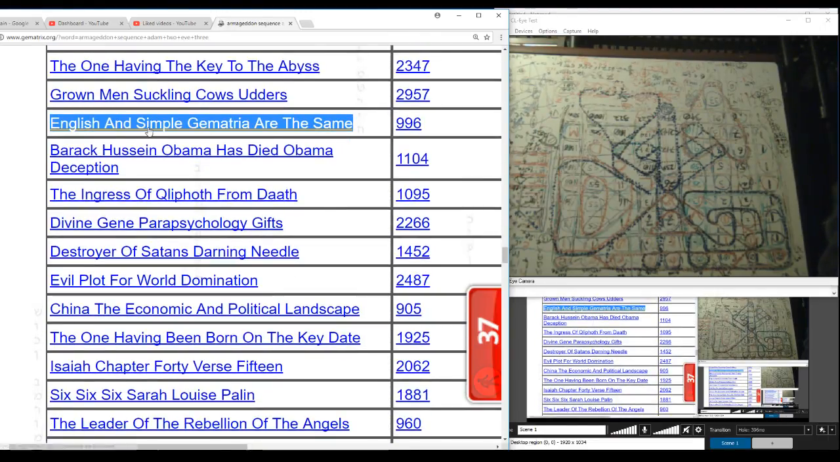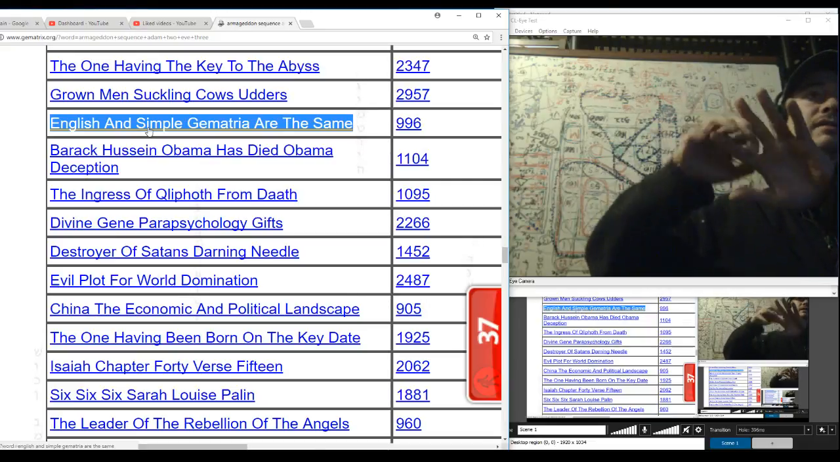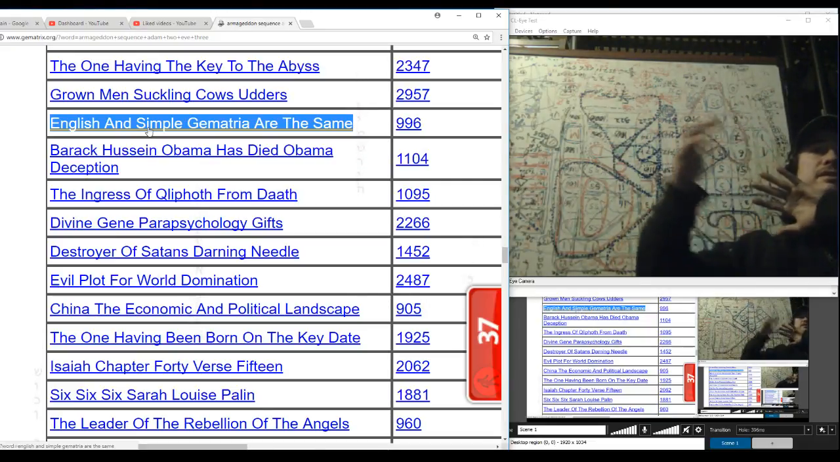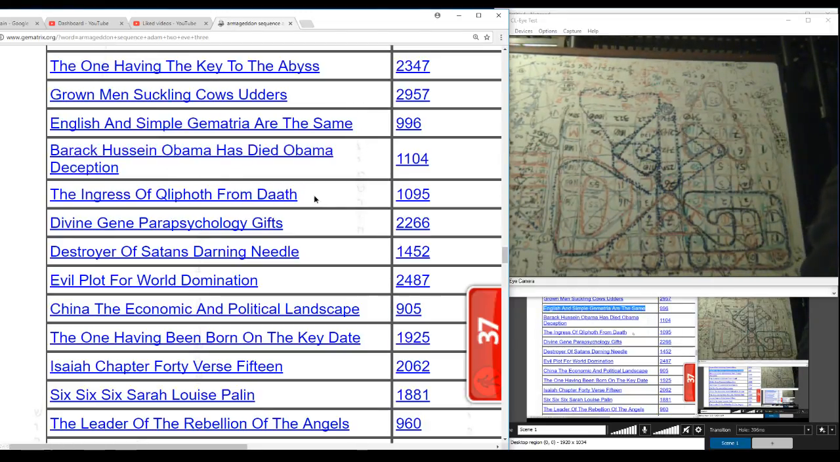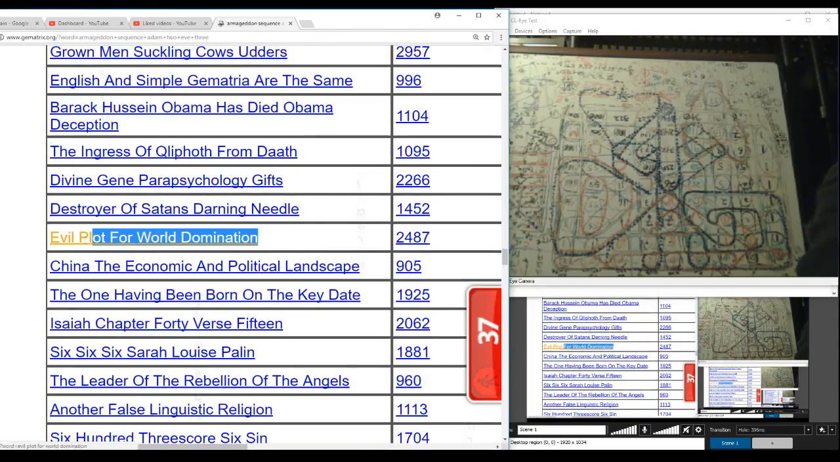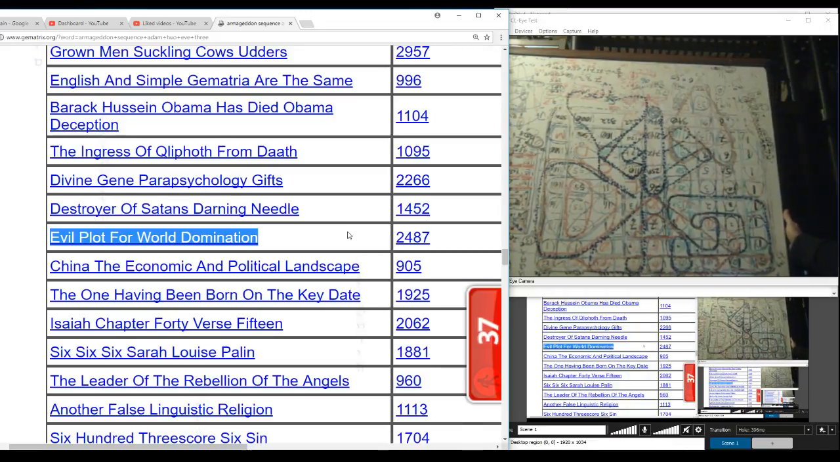One is simple gematria, I believe, English gematria is here, and simple gematria would be unfolding it, going deeper into the Mandelbrot set of the decode. In the ingress of Kilof from Doth. Again, look these words up if you don't know what they mean. Evil plot for world domination. That, I believe, is what is happening right now. And what I want to do, I would imagine, is the opposite of world domination, guy.